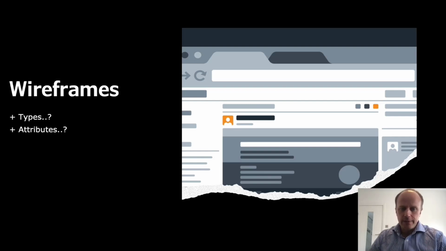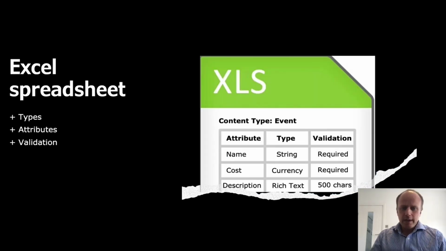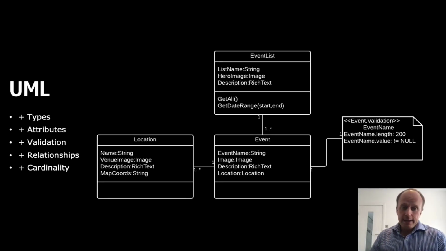Wireframes provide useful information about layout, but can be quite limited in terms of identifying types, attributes, and certainly relationships and validation rules. When it comes to more detailed planning for individual content types, Excel spreadsheets can be a really useful tool for nailing down full lists of attributes, individual field types, and validation rules. And UML models allow us to model pretty much everything in quite high resolution, including types, attributes, validation rules, relationships, and cardinality of content.